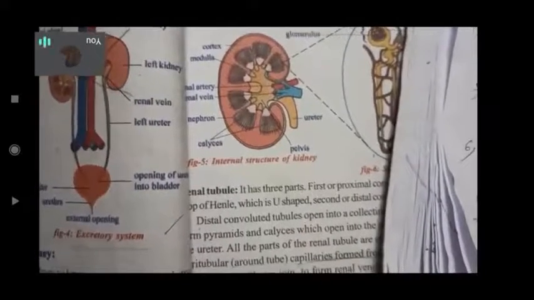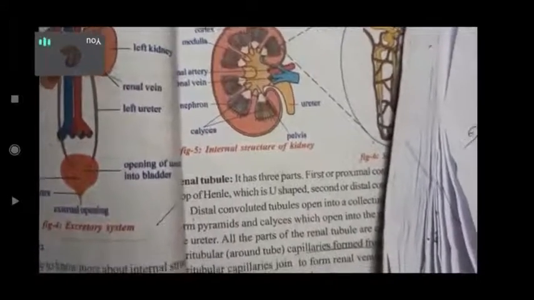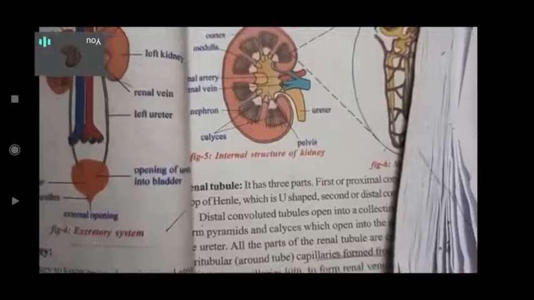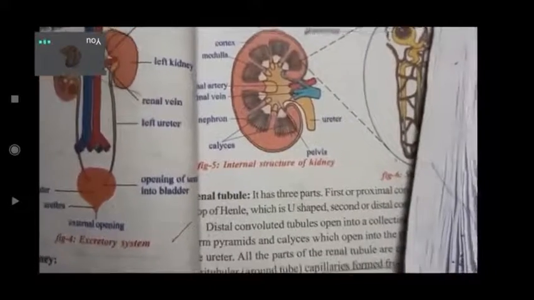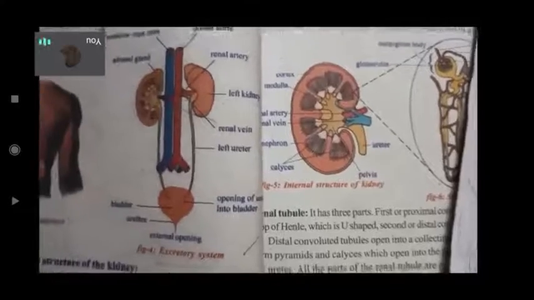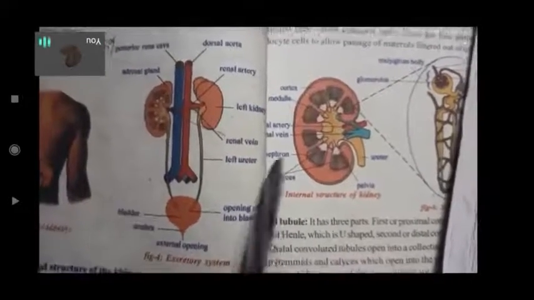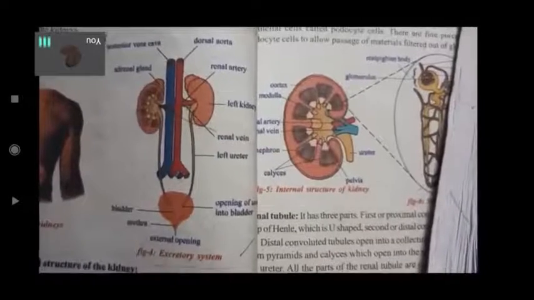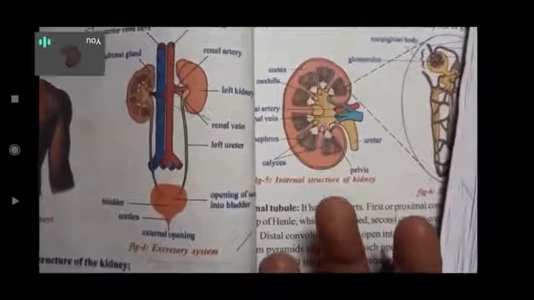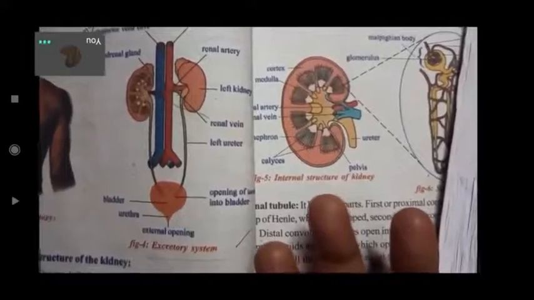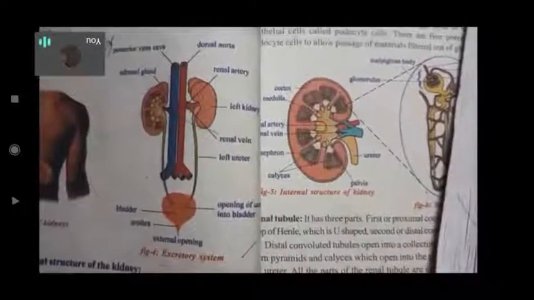Then again, through the inferior vena cava, that deoxygenated and filtered blood goes to the heart again. So like this, the circulation of blood takes place in the excretory system. And what about the removed products, the removed substances? That I want to explain to you now.